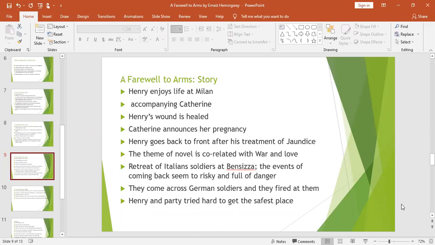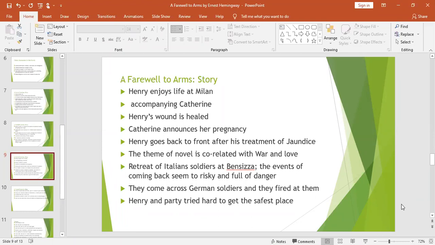The theme of the novel is correlated with war. Now, after keeping in view all these images, we come to know what the theme of the novel is. Basically, the theme of the novel is correlated with war and love. This is the main theme of the novel. War and love go on.